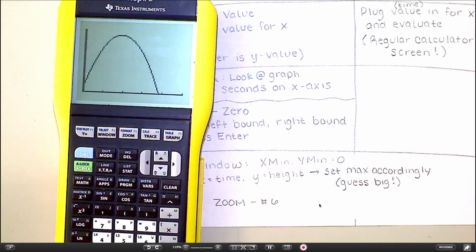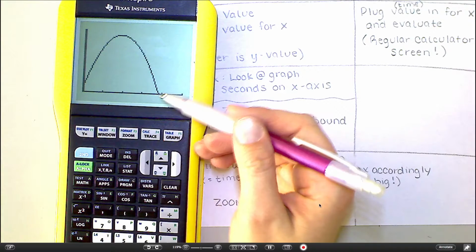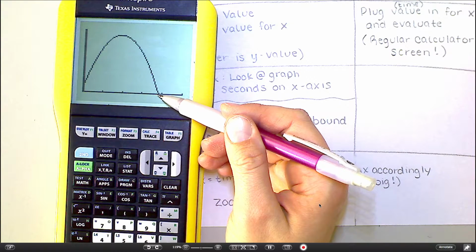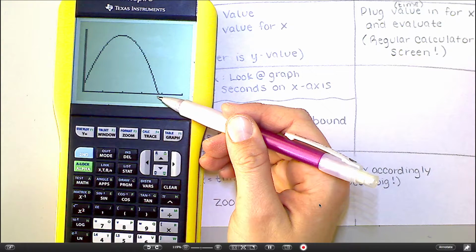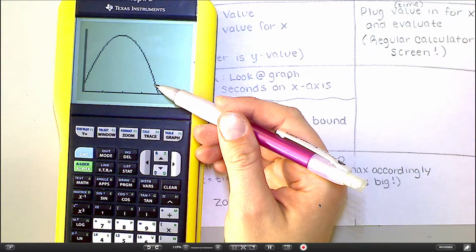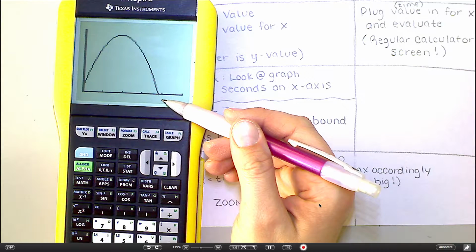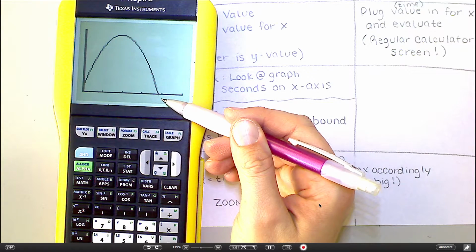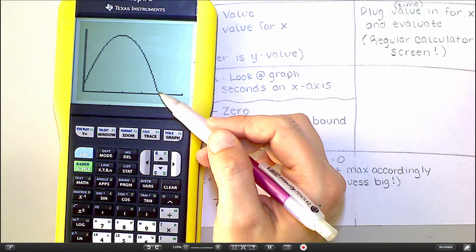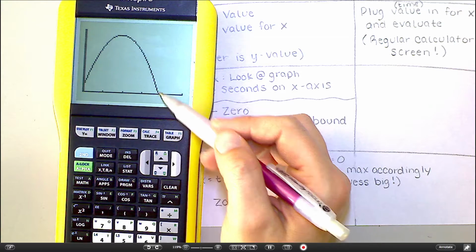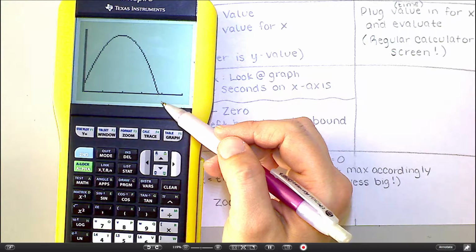If you did that here, the point you're looking for is this point right here. So when I say left bound and right bound, the left would be somewhere up here, and the right would be somewhere past the axis. You're not doing the vertex this time, you're looking for this point. So left bound is going to be here, and right bound is going to be somewhere down here.